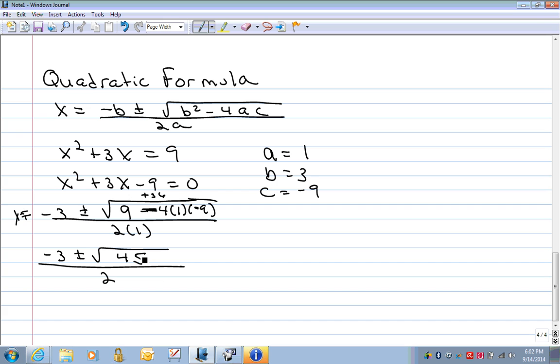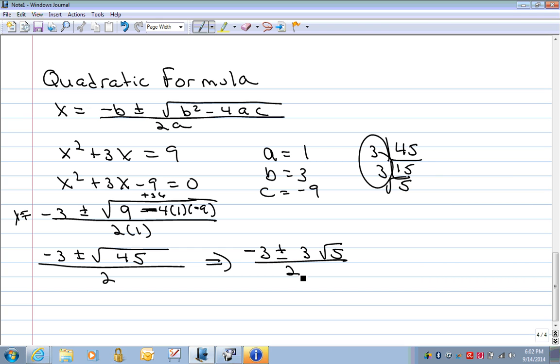And now we need to go ahead and simplify our radical. So I'm going to go over here to the side and do that as well. So 45, and I'm going to do that little prime factorization. We've talked about that before. Divide by 3 is 15. Divide by 3 is 5. Ooh, look, I have a pair of 3s. That will come out of the house, and the 5 will stay home. So this now is equal to negative 3 plus or minus 3 square roots of 5 all over 2.